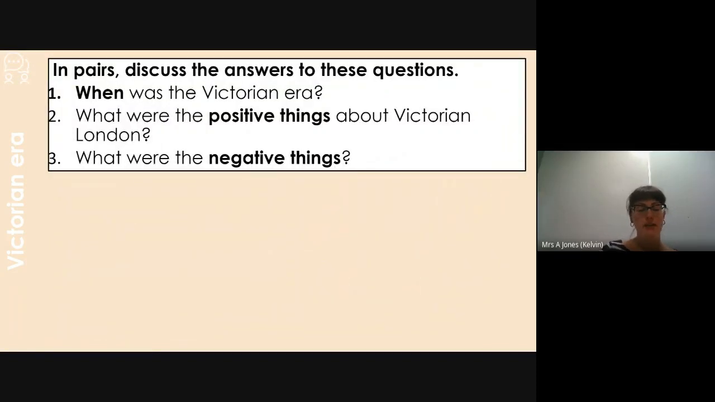Okay then, in pairs, I would like you to use your notes to discuss these questions. When was the Victorian era? What were the positive things about Victorian London? And also, what were the negative things? So your teacher could pause the lesson video here, discuss in a pair with your partner the answers to these questions, and I'll pop up the answers in a second. Let's see what we can remember.